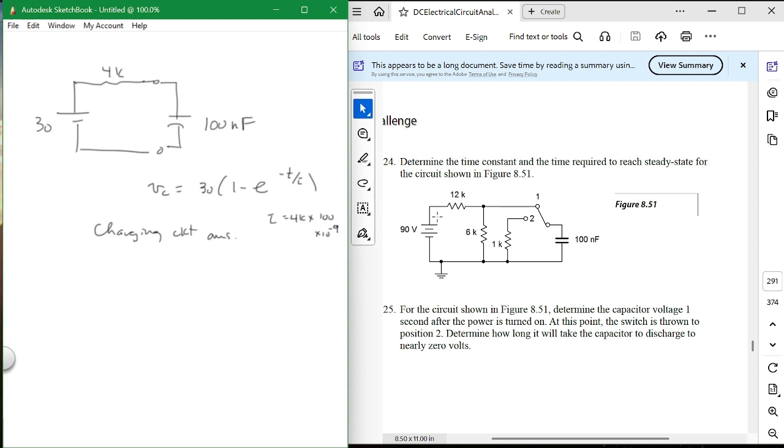But how do you write the equation for the capacitor on the discharge side? The charge and the discharge. V sub C is equal to what? 30 e to the minus t over tau, where now tau is equal to what? 1k. It's this loop right here. And that's how you do that question, number 24 and 25. And that's all you owe me as far as homework for this chapter.